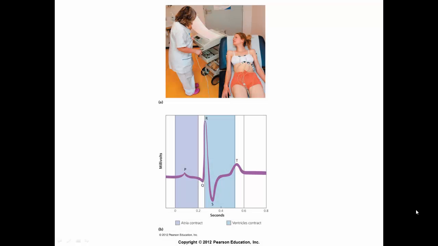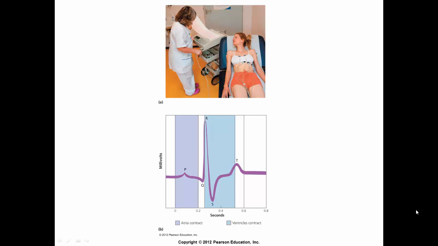This image shows the ECG or EKG that's used as a diagnostic tool for health. The P wave on the far left designates the signals received from the sinoatrial node as they spread across the atria, causing them to contract. The Q to R to S is the spread of this signal through the ventricles and the ventricular contraction.